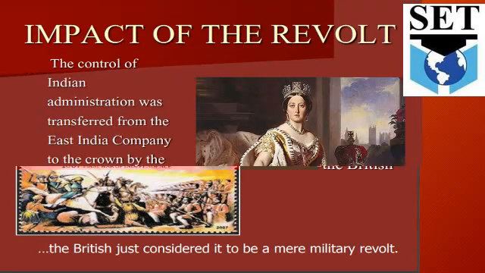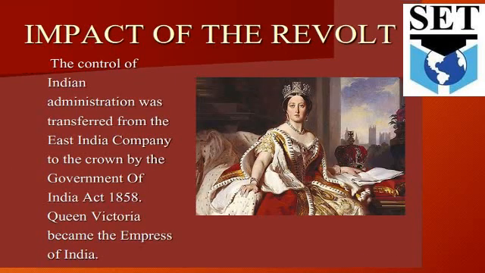The impact of this revolt: the control of Indian administration was transferred from the East India Company to the Crown by the Government of India Act. Queen Victoria became the Empress of India. So that's enough for today. These are the things that became the causes of the War of 1857.